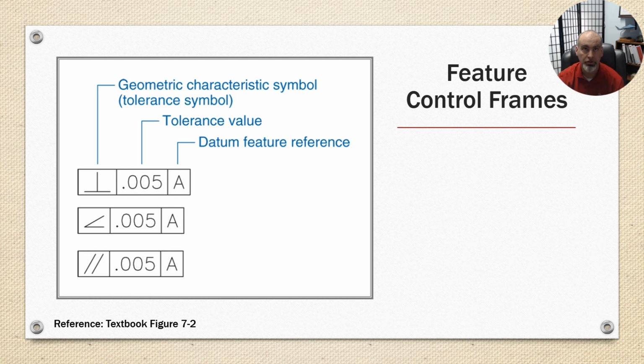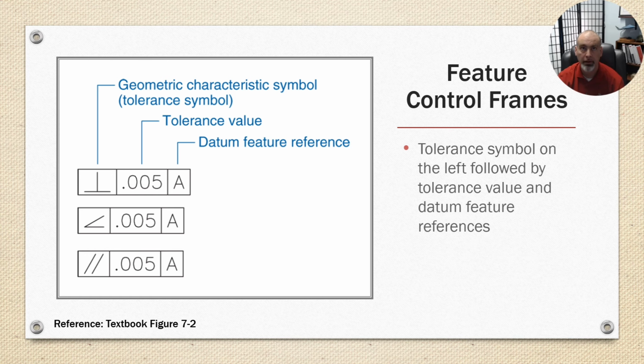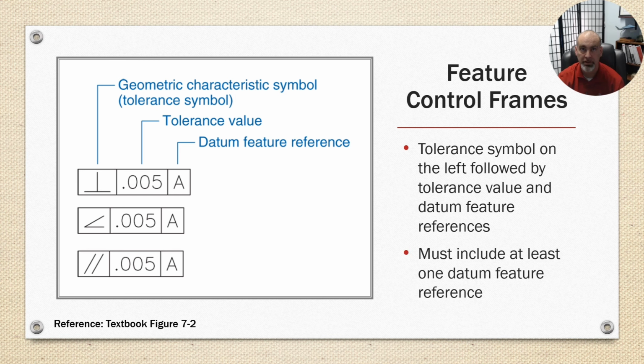Okay, feature control frames. The tolerance symbol is on the left, followed by a tolerance value and a datum feature reference. It must include at least one datum feature reference. So in our example here, we've got a perpendicularity, an angularity, and a parallelism. They're all called to datum A with a tolerance of 5/1000ths. So the tolerance zone that the orientation tolerances need to fall within is a pair of parallel planes that are 5/1000ths separated from each other.